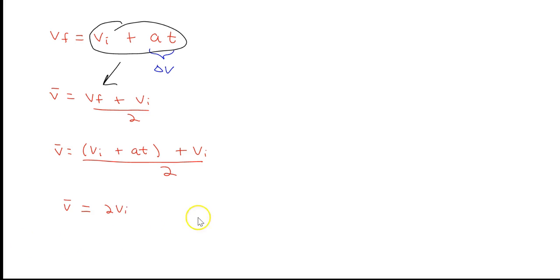Okay, so I rearrange this. Our VI's add together. The whole thing is over 2. And now what I can say is that my average velocity is equal to my initial velocity, because the 2's cancel, plus 1/2 AT. This average velocity equation is now the same as this one right here. Except for now, instead of needing a final velocity, we could calculate an average velocity given an initial velocity, an acceleration, and a time.